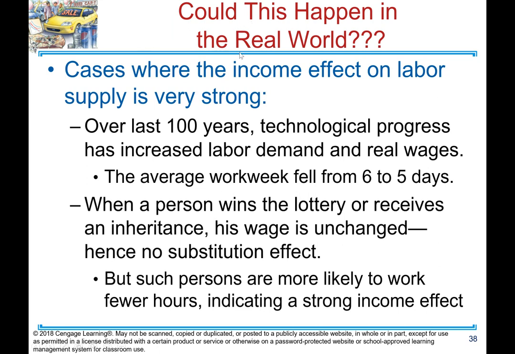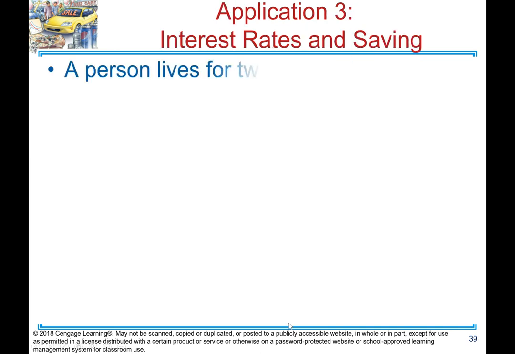Well, there are cases where the income effect on the labor supply is very strong. Over the last 100 years, technological progress has increased labor demand and real wages. The average work week fell from 6 to 5 days. When a person wins the lottery or receives an inheritance, his wage is unchanged, hence no substitution effect. But such persons are more likely to work fewer hours, indicating a strong income effect.